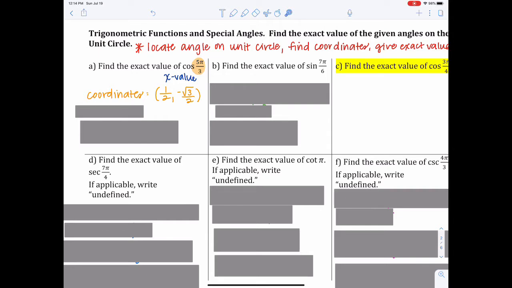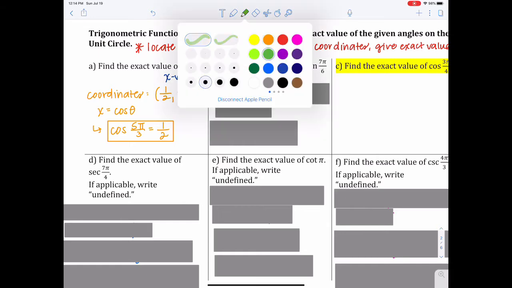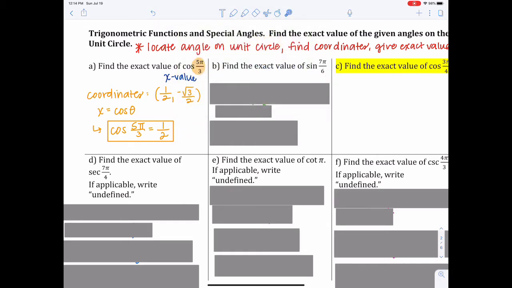And again, the x value is the cosine value. So we want just the x value to return for our answer. Therefore, our answer is cosine of 5 pi over 3 is equal to the x value of our coordinates, which is 1/2. Now let's do another one. Over here, we want to find the sine value of 7 pi over 6. So 7 pi over 6 is what we're looking for.